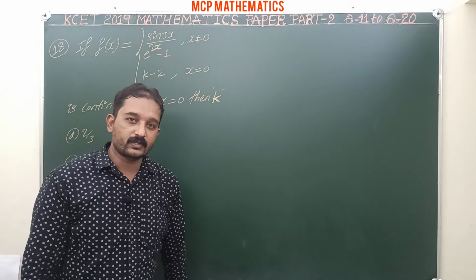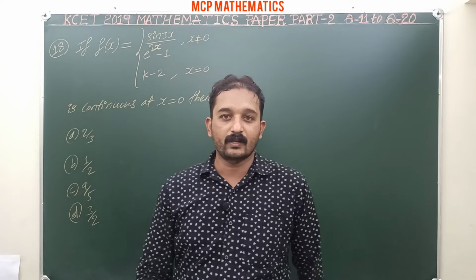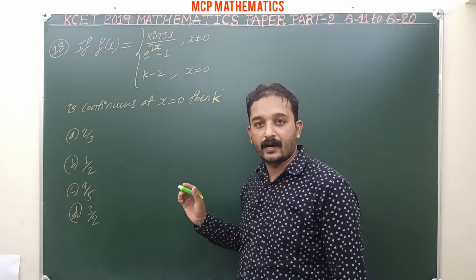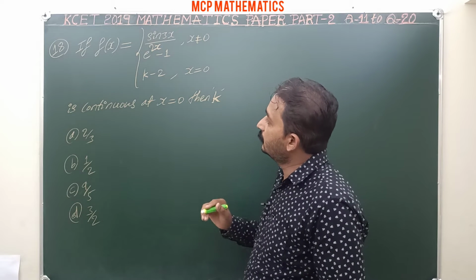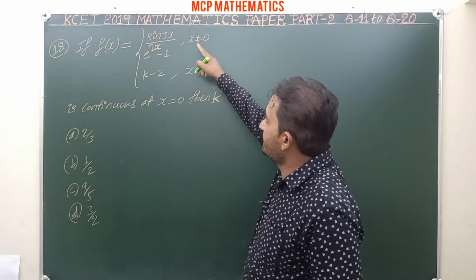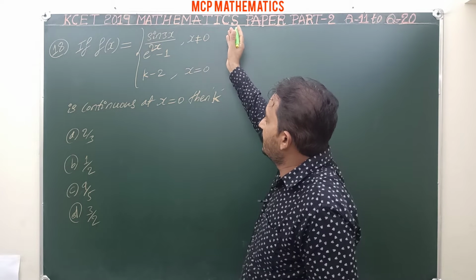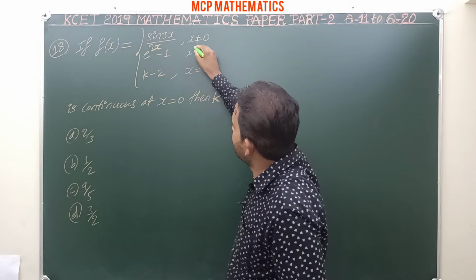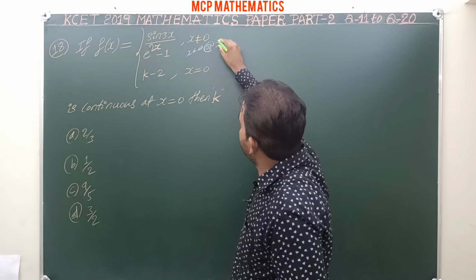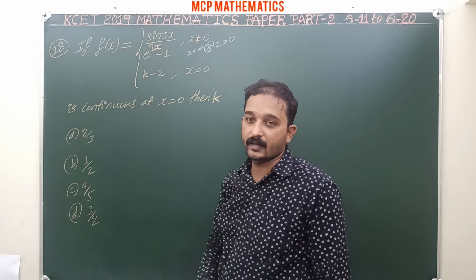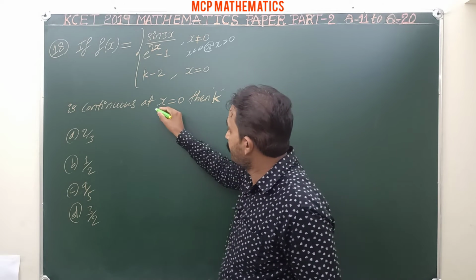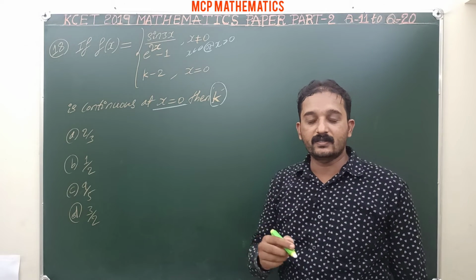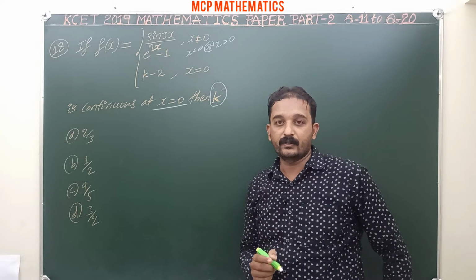Now let us move on to question number 18. This question is based on the chapter continuity and differentiation once again, particularly continuity at a point. So here f of x is given, the function split at the point 0, for x less than 0 and x greater than 0 the same function, but at x equal to 0 it is k minus 2. It is given that it is continuous at x equal to 0, then find the k value. Using the definition of continuity at a point, we have to find the k value.